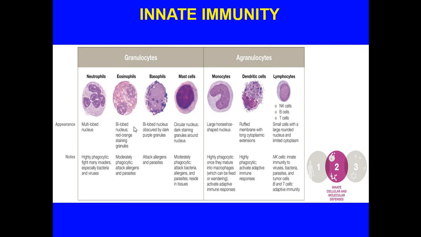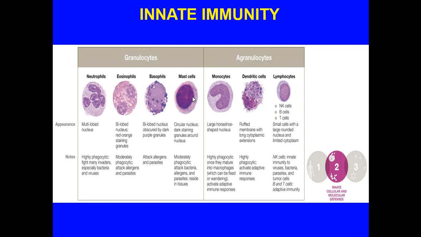Basophils also attack allergens and parasites, but they have dark purple granules. And they'll have a bilobed nucleus, meaning it's kind of like a dumbbell shape. And then, of course, you have mast cells, which have a nice normal circular nucleus, but they're going to be found a lot of times in tissues themselves. They are moderately phagocytotic, and they attack bacteria, allergens, and parasites.